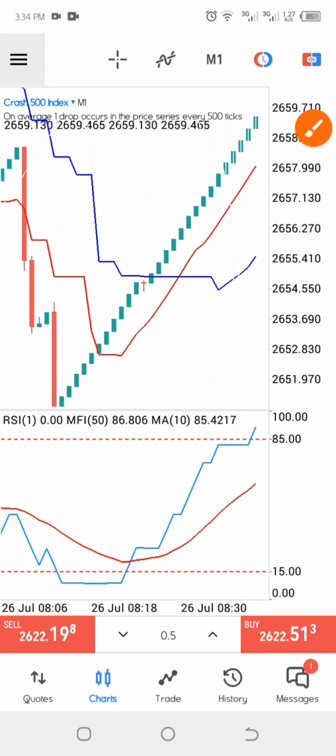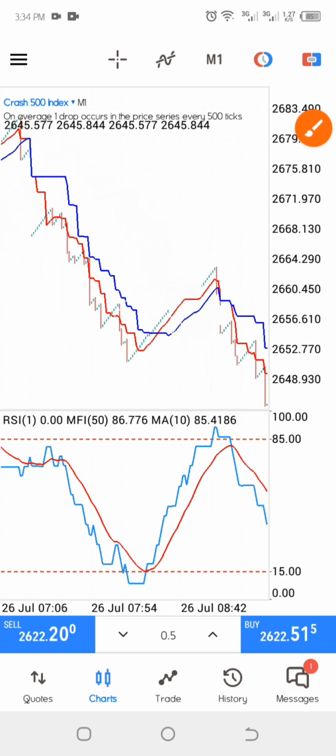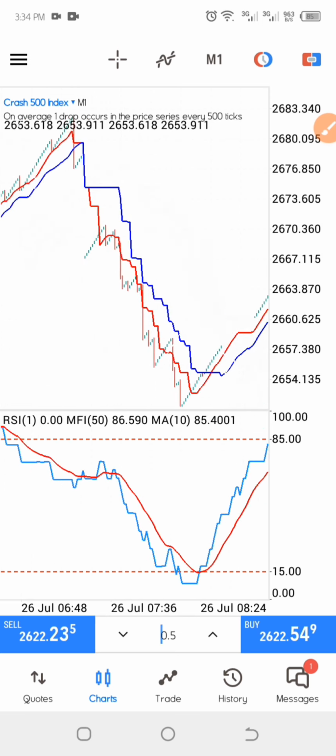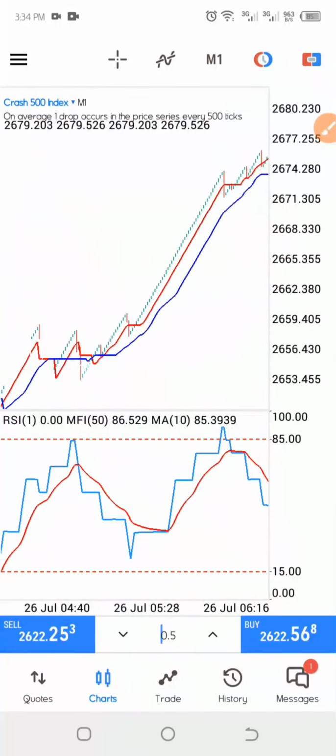Now for the zoom level of the strategy, you can use any zoom level you want, but for me I do like to use the second zoom level. Okay, that's the zoom level I like to use.